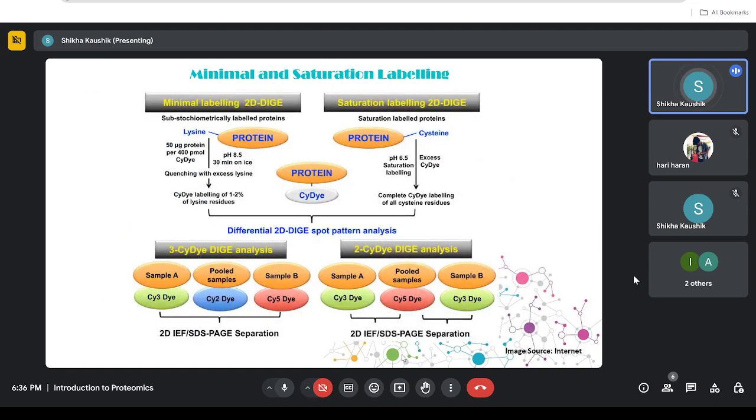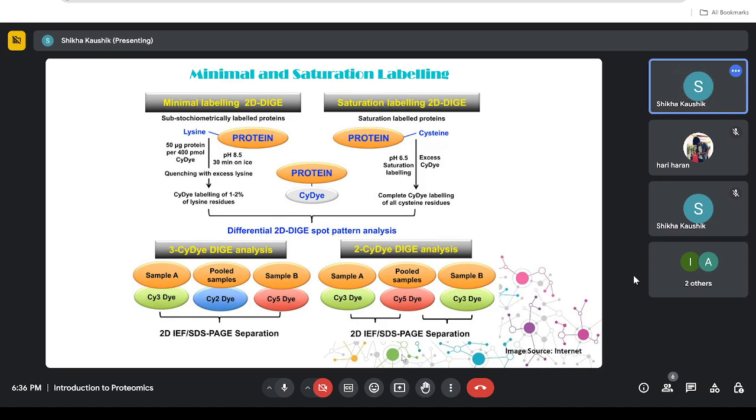So these are some terms, and talking about how it is done. If you could see here, in case of minimum labeling, it will bind to lysine. In case of saturation, it will bind to cysteine. Depending upon the kind of dye you are using, you may change these properties.